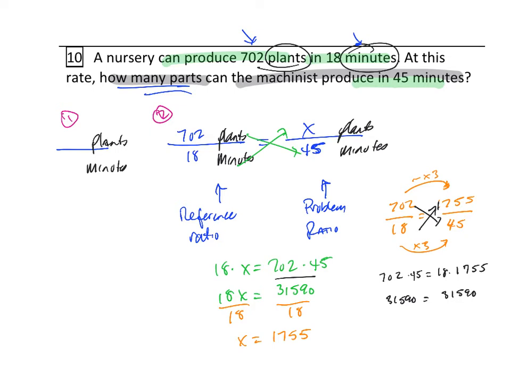Now my answer. How many parts can the machinist produce in 45 minutes? Or how many plants is what it should say, because we're talking about plants here. So your answer would be, he can produce 17,055 plants in 45 minutes.